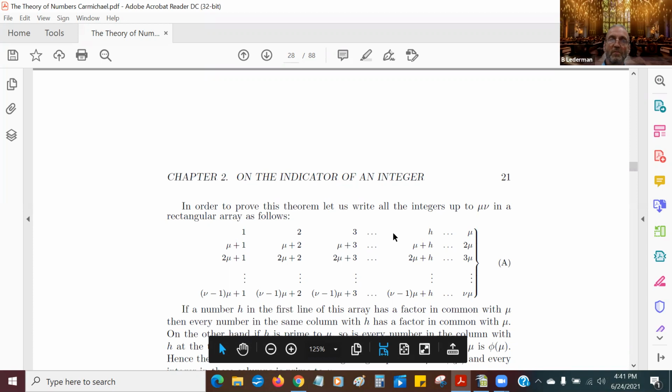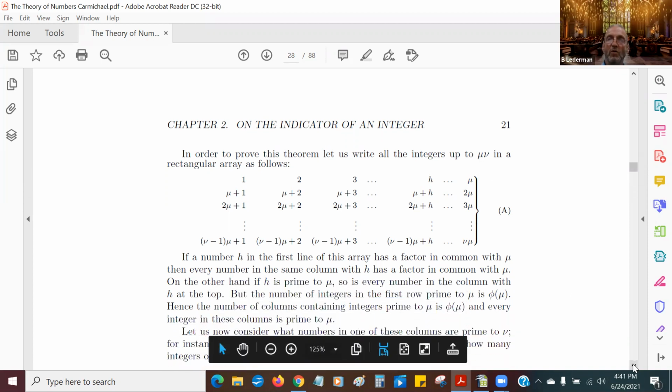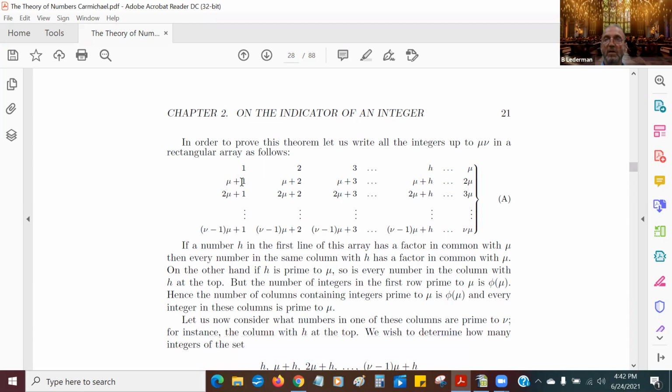So in order to prove the theorem, we want to look at the number uv, and we want to arrange it in a rectangular array. So we're going to write 1, 2, 3, dot, dot, dot, up to u, and then u plus 1, u plus 2, all the way up to 2u, then 2u plus 1, 2u plus 2, up to 3u, and just keep going until I get to v minus 1 times u plus 1, v minus 1 times u plus 2, all the way up to vu. And vu, of course, is our final number. vu and uv are the same thing.